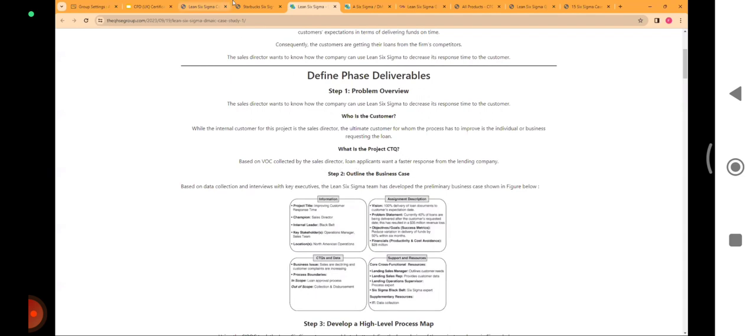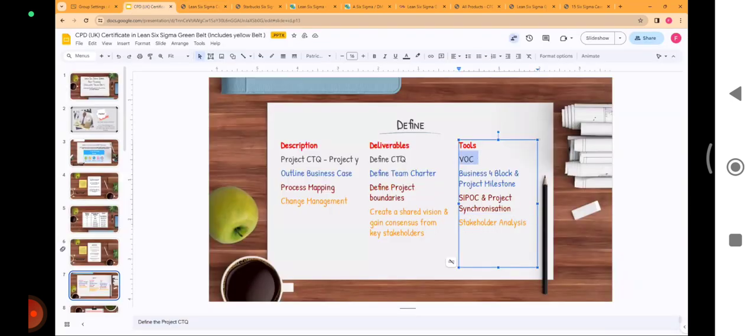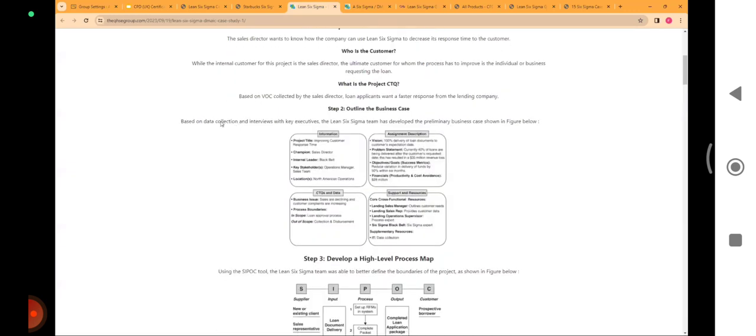Now, what do we need to do? That is the stage we have done. We have defined the critical to quality through the voice of the customer. We now need to define the team charter and the business 4-block project milestone. So they say based on the data collection and interviews with key executives, the Lean Six Sigma team has developed a preliminary business case. The business case is when you explain what exactly is wrong with the process, product, or service, what we can benefit if we solve this problem, and what it takes to solve this problem. So you are going to have one box with the information, the description, critical to qualities, and also the resources.